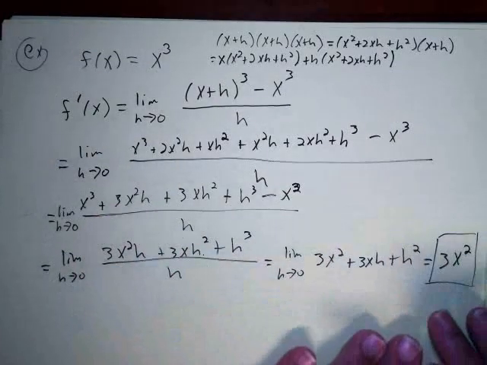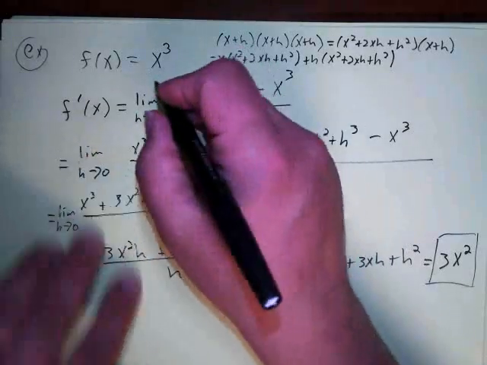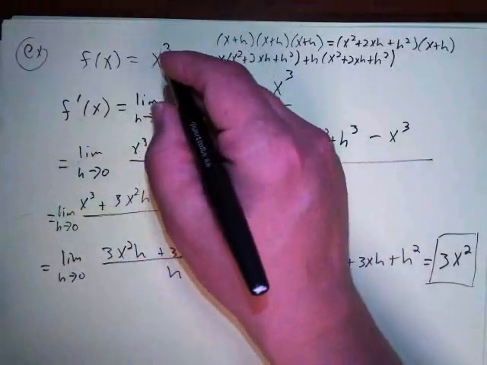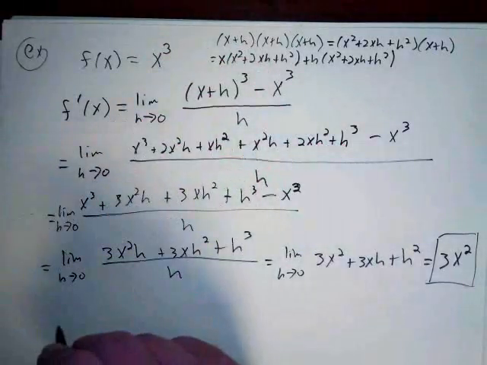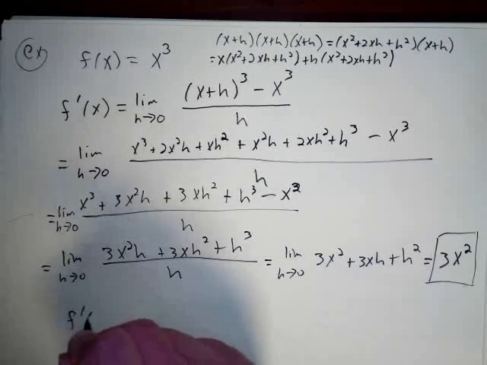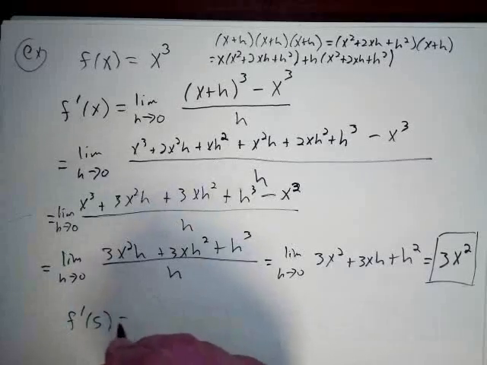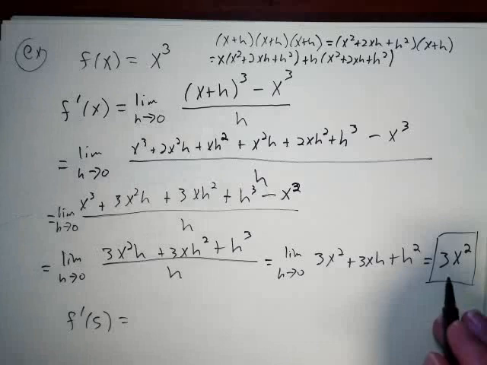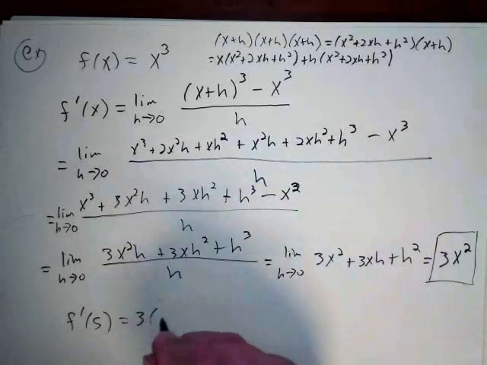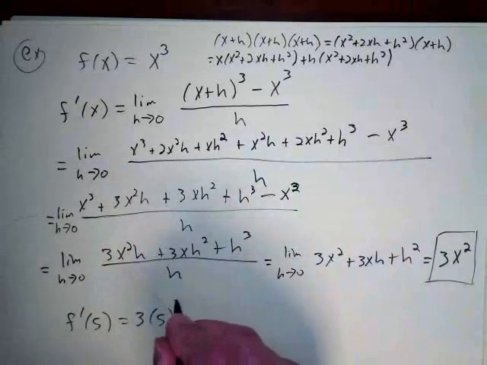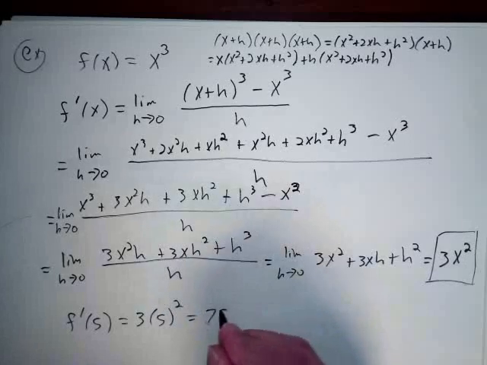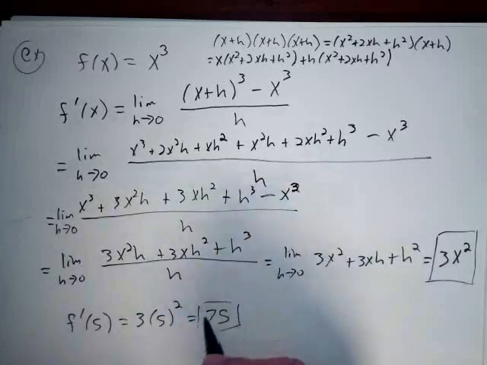Now this is the derivative function. If I wanted to find the derivative at a certain point, like at x equals 5, let's say, f prime of 5, well, if this is the derivative, then I just have to plug in 5 here. I'd get 75.